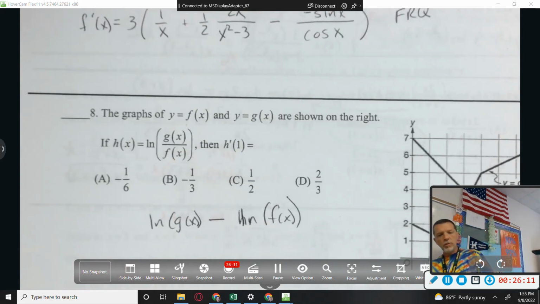Alright, today's assignment is worksheet 2. It's just, I don't want to say it's just one rule. 1 over the argument times the derivative of the argument.